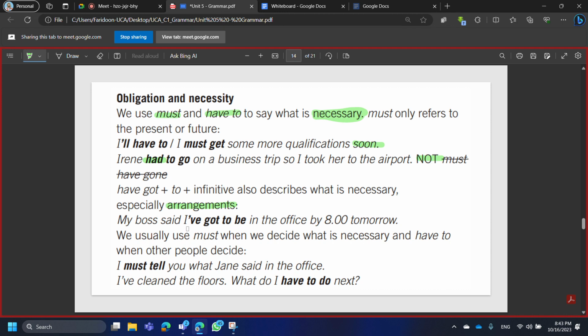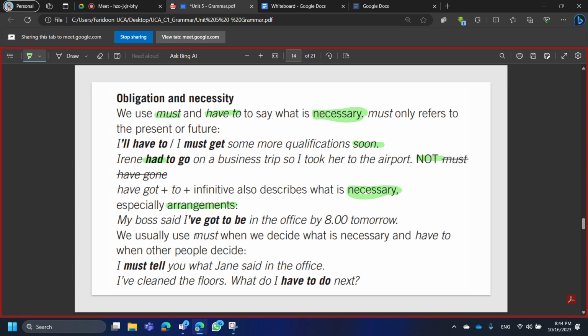So when you say that my boss said I've got to be, you're showing that it is necessary, but you're just adding a little implied meaning to the overall sentence that this event or this action is arranged. So they have talked with you, like, yeah, you got to be there, man. So it is an arrangement that at 8 o'clock you must be in the office, so it has already been arranged and it's talking about something necessary. Have got to plus verb number one.